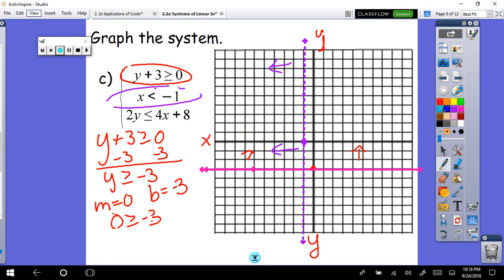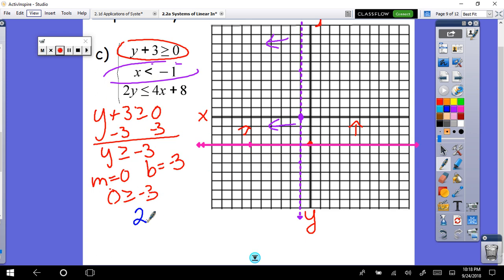So now we have one more line, and we will need to solve that one for y. I'm going to write that down here, 2y less than or equal to 4x plus 8. So I'll have to first divide everything in here by 2. So we get y less than or equal to 2x plus 4.